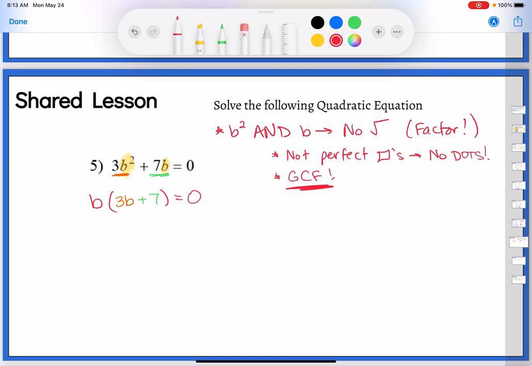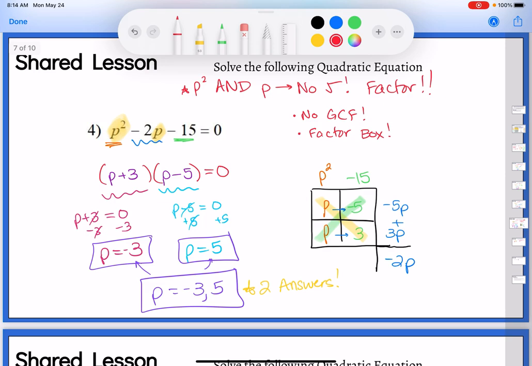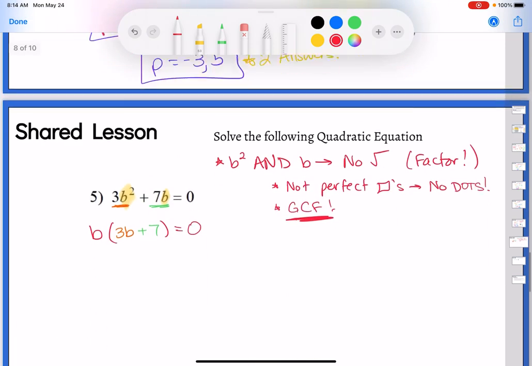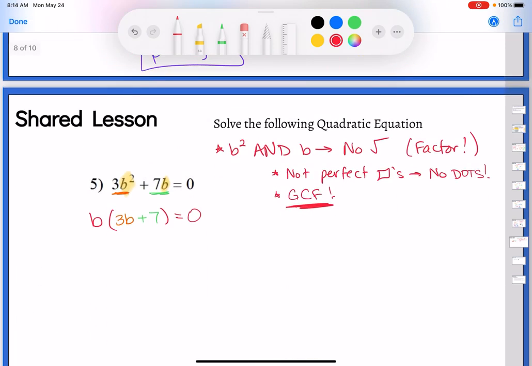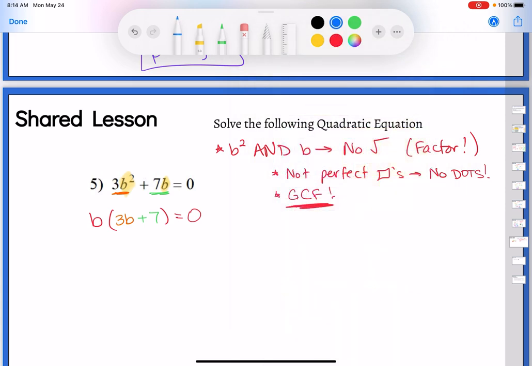See, now I have my 2 factors again. Just like I had 2 factors back at the factor box, except both of them had parentheses. Now I have 2 factors, except one of them, my first one, doesn't have parentheses. But that's still a factor. So my first little mini equation says b equals 0. That's an answer. If b was 0, 0 times whatever this gives me, it will still equal 0. So b equals 0 is an answer.